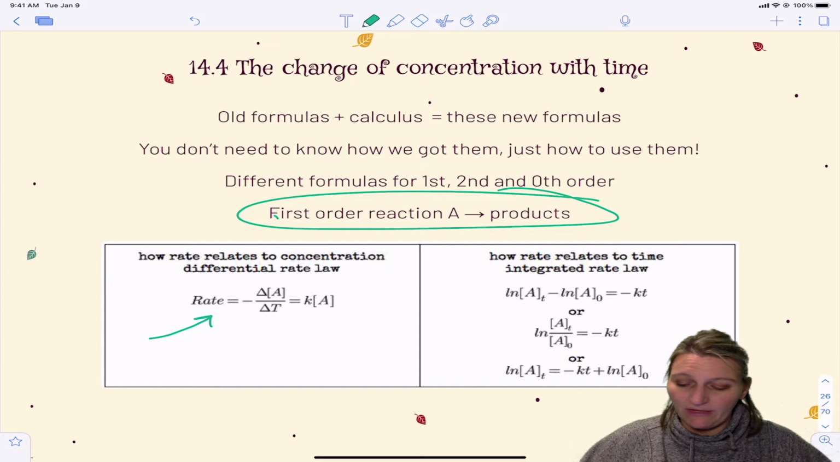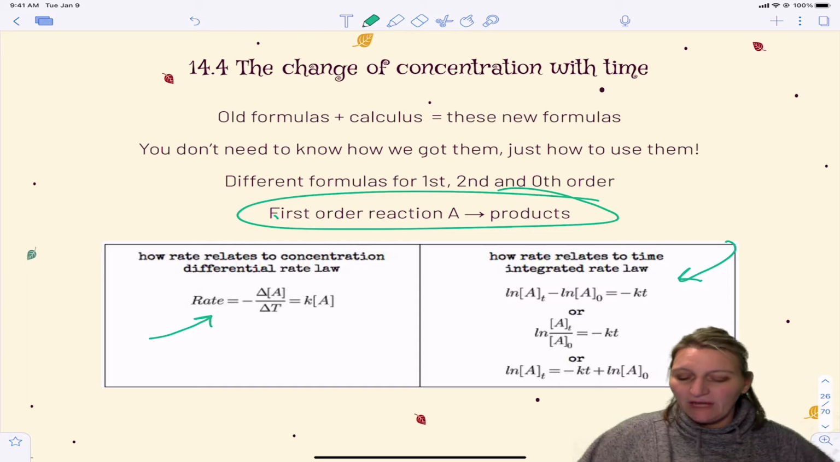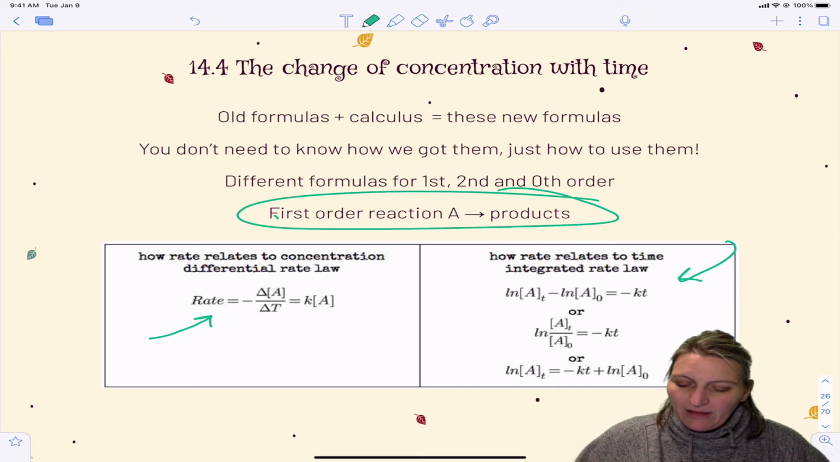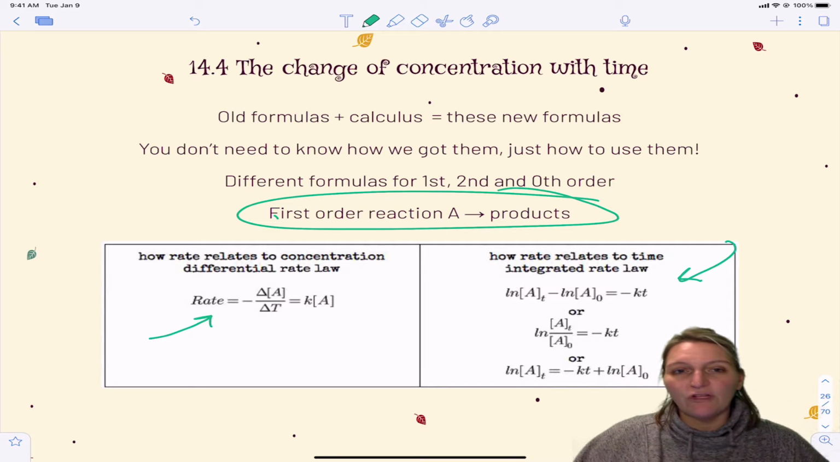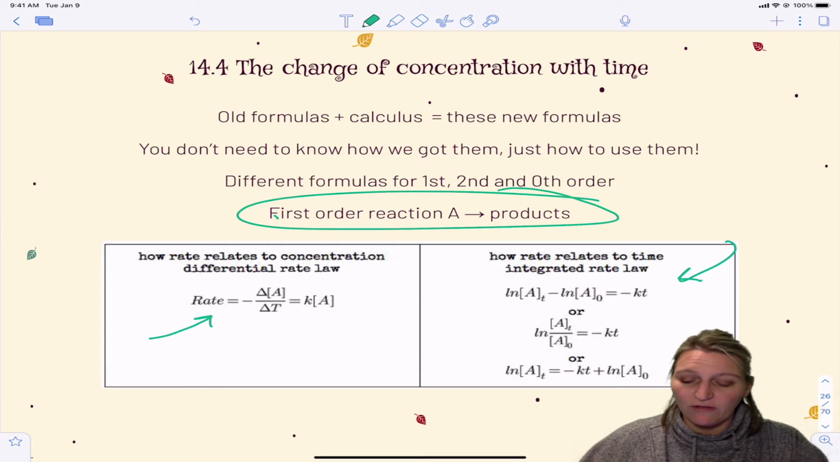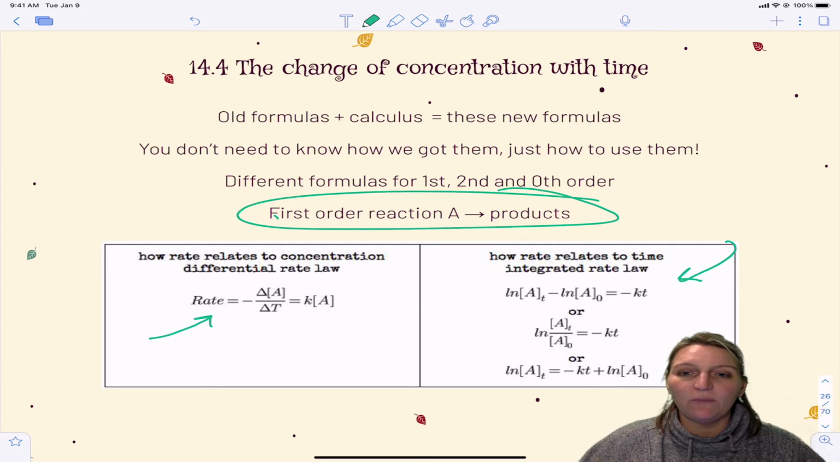Hocus pocus calculus, and we get these fancy formulas that have T in it, that have time in it. Yes, that is ln as a natural log. So the natural log of the concentration of A at time T. So that's 20 seconds down the road, a minute down the road, whatever. Minus ln concentration of A at time 0, meaning the original concentration, equals negative kT. We can rearrange that formula into a few different forms, and they're going to be useful depending on what the question is asking us to solve for.